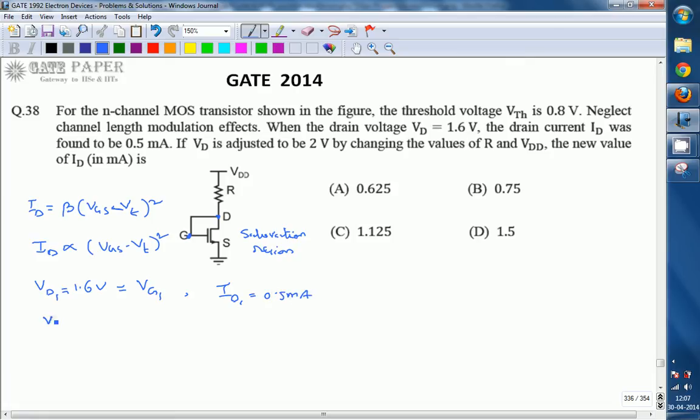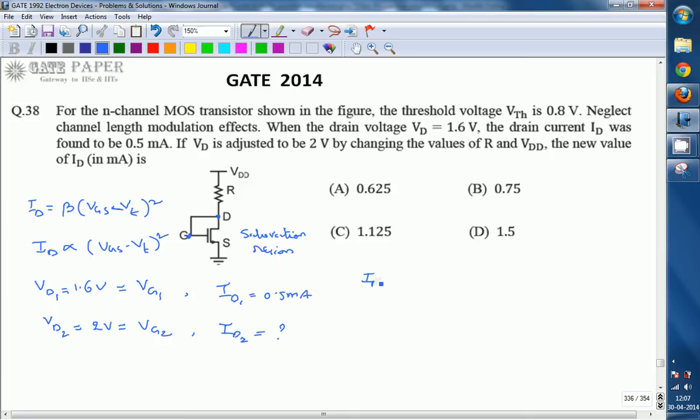The second case is whenever the drain voltage is adjusted to 2 volts. At that time drain and gate are shorted, which will be treated as VG2. And the new value of drain current is ID2. Okay, and the source is at 0. So from this equation, ID is proportional to (VGS minus VT) whole square.